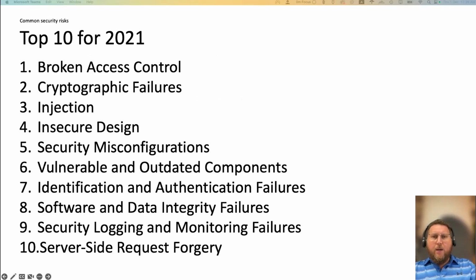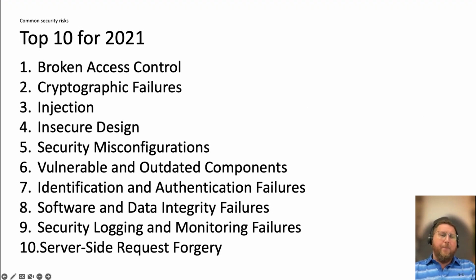And so the top 10 that have been recorded in 2021 are broken access controls, cryptographic failures, injection, insecure design, security misconfigurations, vulnerable outdated components, identification authentication failures, software data integrity failures, security logging, monitoring, and server-side request forgery. Again, I am not going to go through all of this today, but this is in the PDF that we will upload later on our website.